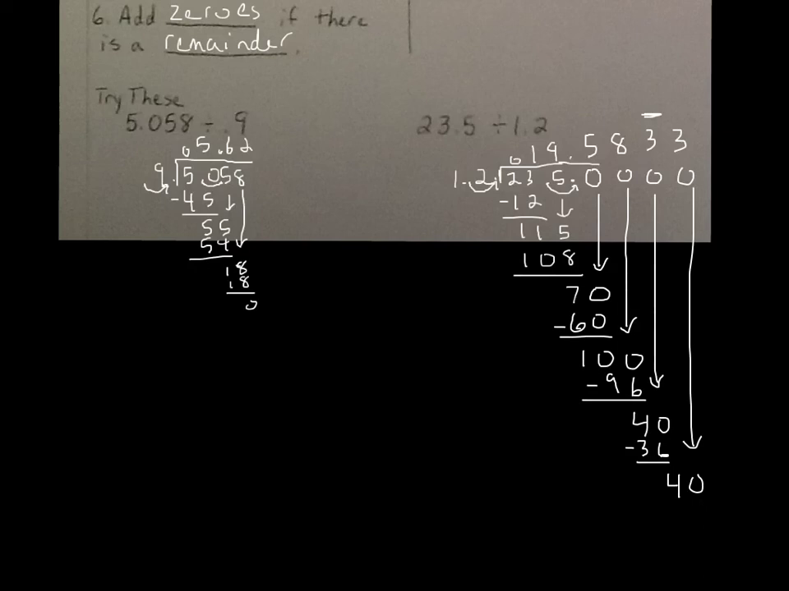Alright, so hopefully you got the trick there. Remember, if you have a remainder and you don't get an answer, you got to keep adding zeros and bringing them down. Add zeros, bring it down.